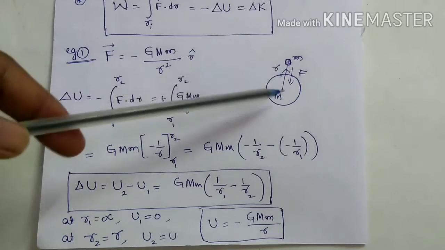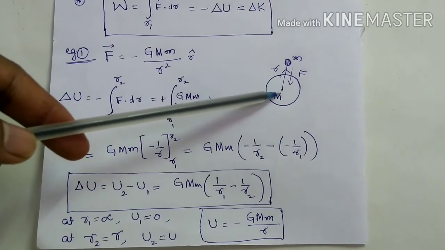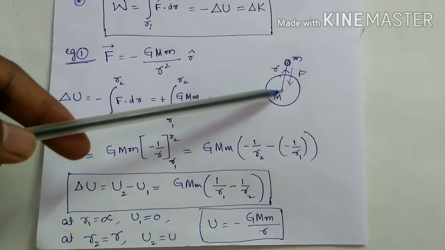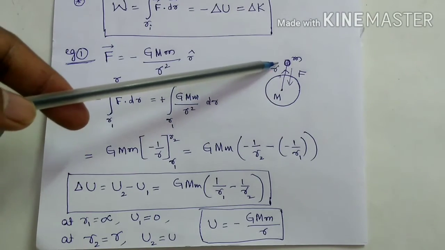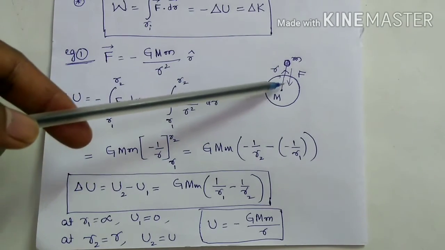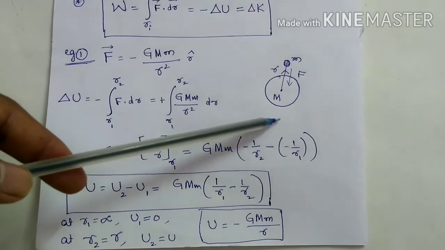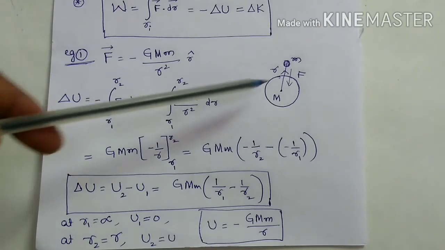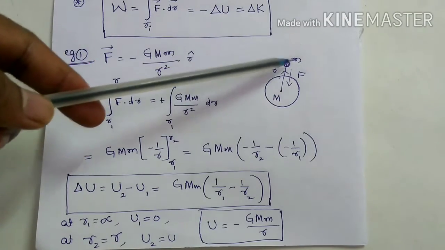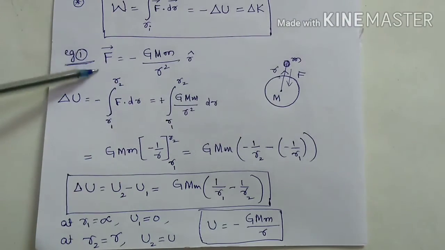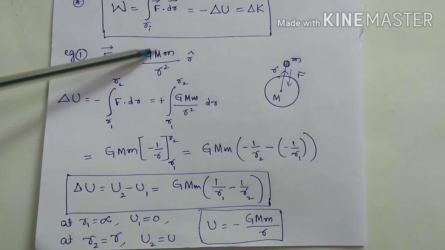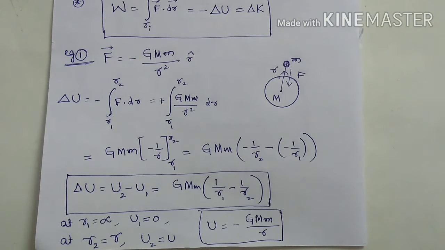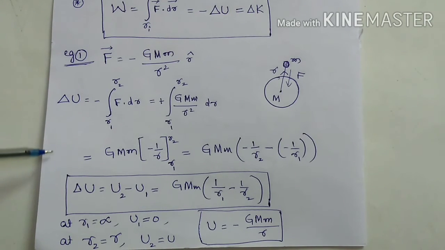The distance between this mass small m and capital M is along this direction. From the earth center, the distance is r along this direction. So earth is attracting this object along this direction. Both are in opposite directions. That is why I am writing minus. This r direction is opposite to the force direction. That is why F equal to minus G capital M small m by R square R cap. So by using this force, we can find out the potential energy of this system.